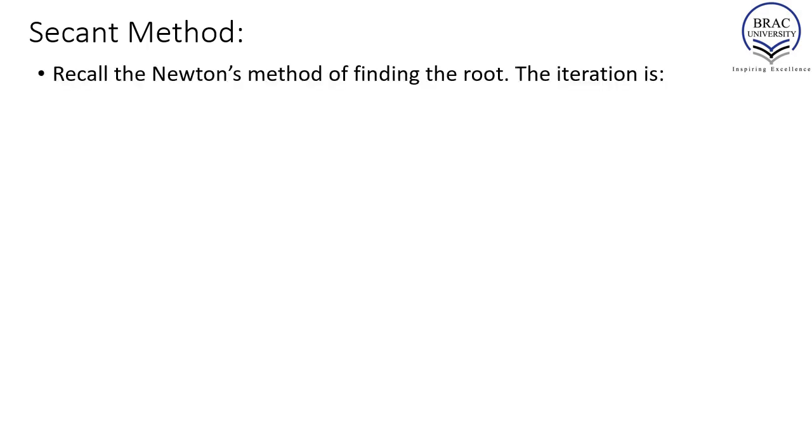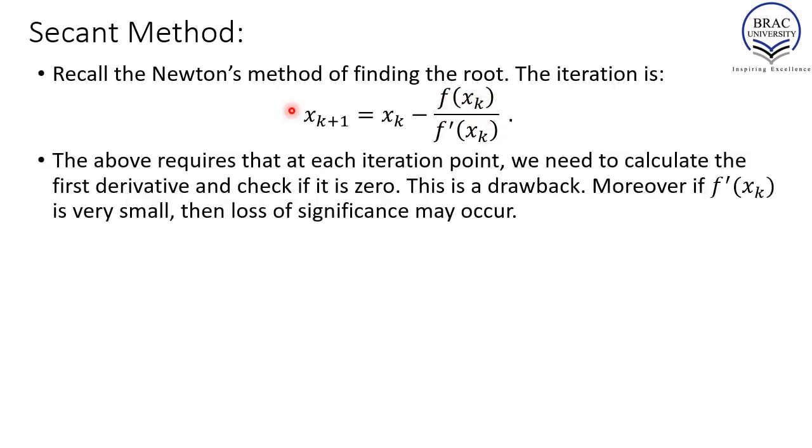Now next, there is a second method. This method actually is a modification of Newton's method that we did one or two classes before. Recall that in Newton's method, our iteration formula was x_{k+1} equals x_k minus the ratio of f of x_k divided by f prime of x_k. This formula required that at each iteration point, we need to calculate the first derivative and check if it is 0.